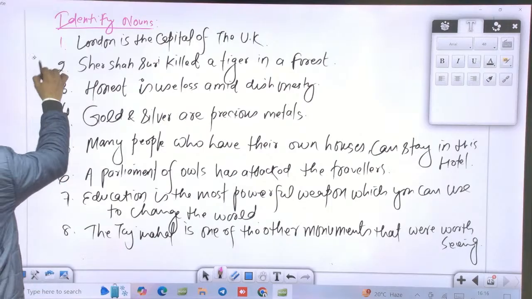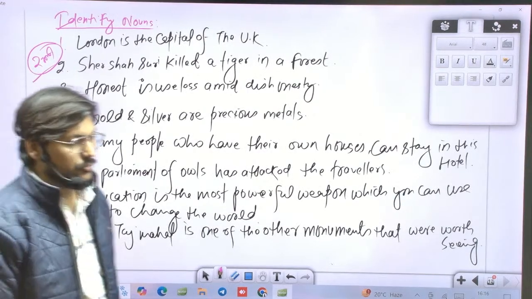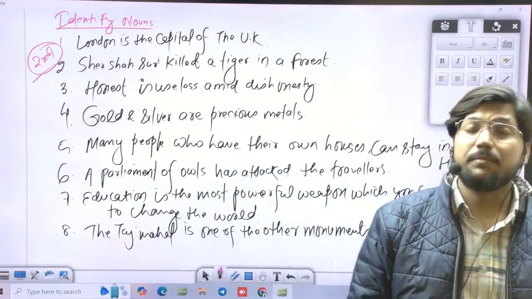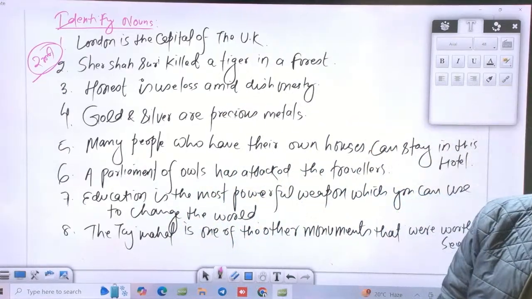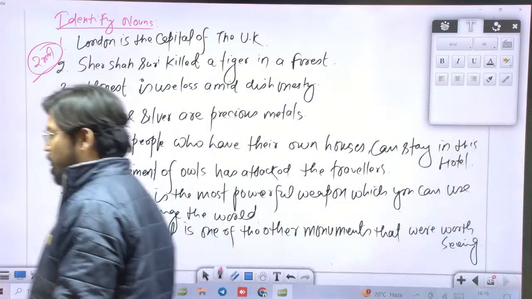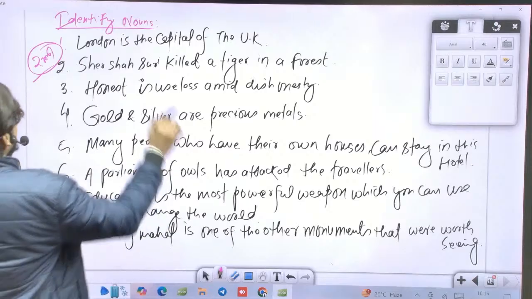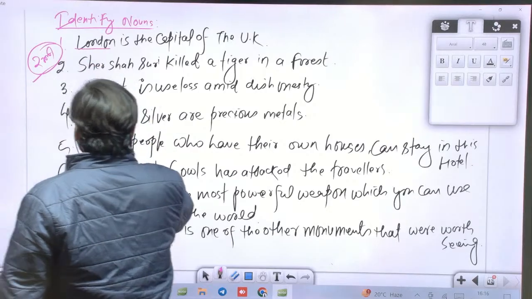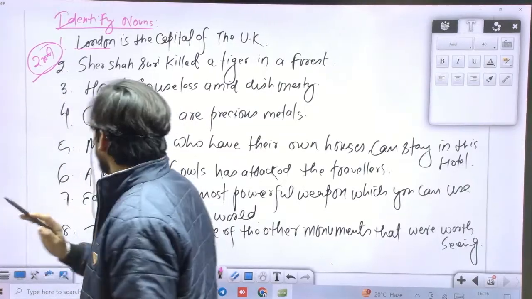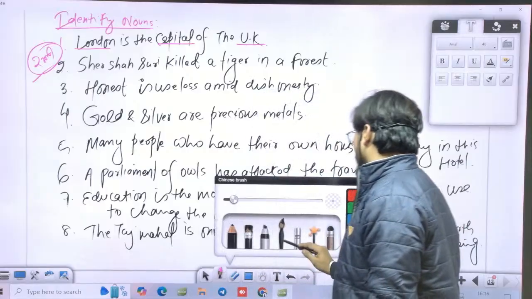Now you have only 2 to 3 minutes to find all the nouns. Listen up. A sentence can have more than one, two, or three nouns. Find all those nouns. Do it fast by yourself. Like in question number one, I just give you some example. London is your noun. First of all, mark the noun. Capital is your noun, or UK is your noun.